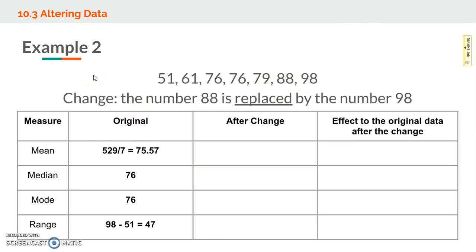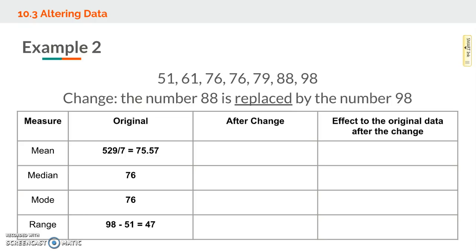So let's find the mean. Add all those numbers up, and there are 7 numbers in the original data set to get a total of 529. Divide by 7, and when we round to the nearest hundredth, it's 75.57. Our median then, if we start counting in the middle, 1, 2, 3, 1, 2, 3, this 76 here is our median. Our mode is 76, so that's the one that repeats itself. And our range is 98 minus 51 to get us a range of 47.